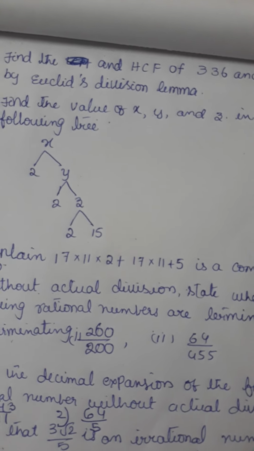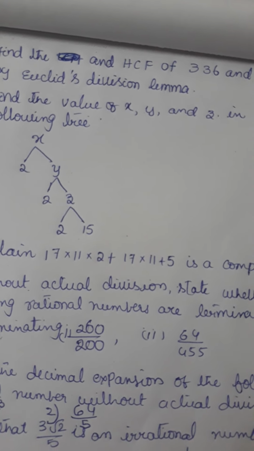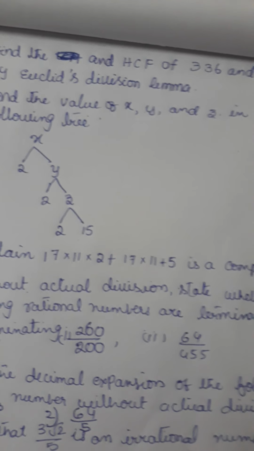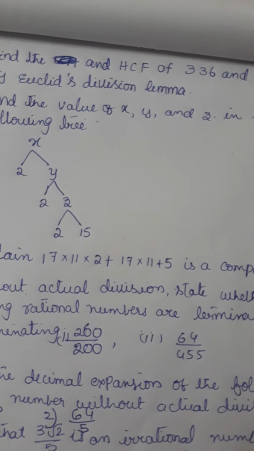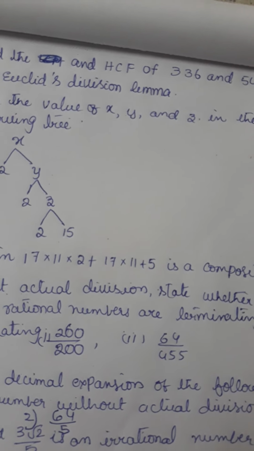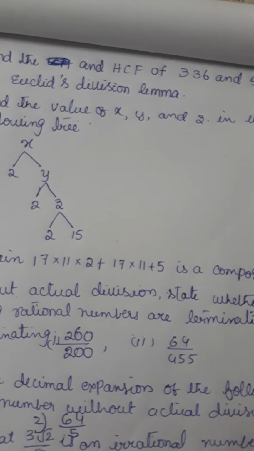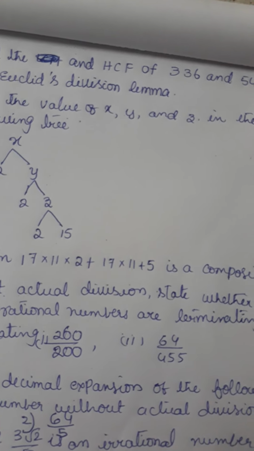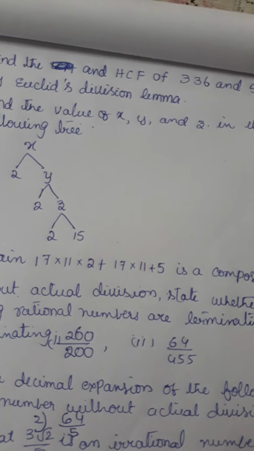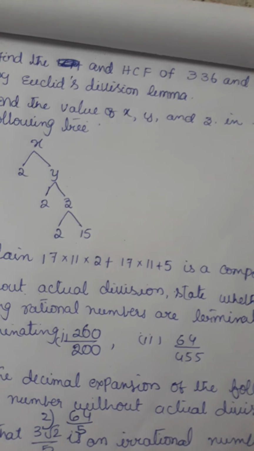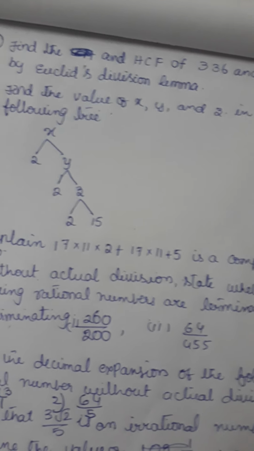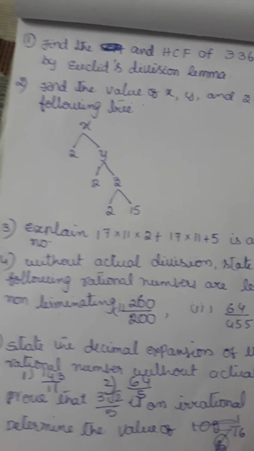Now 64 by 455. Now do the prime factorization for 455. First you have to check whether the given are in standard form or not. Standard form means what? That should be coprimes. Then 455 to be taken. Do the prime factorization. Take 5. You are going to get 91. Take 7. You are going to get 13. So here you are having 13, 5 and 7. So here other than 2 and 5 there are some numbers, therefore it is not a terminating decimal. It is a non-terminating repeating decimal.